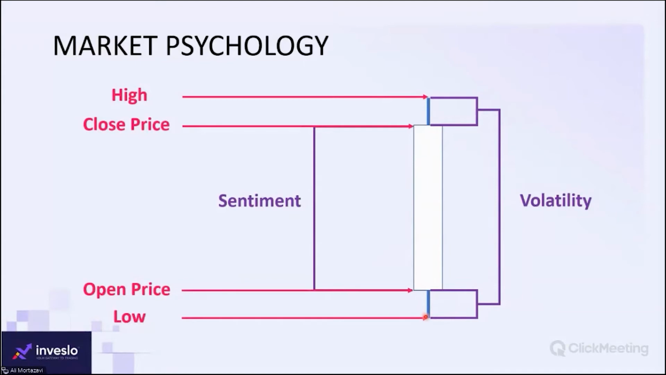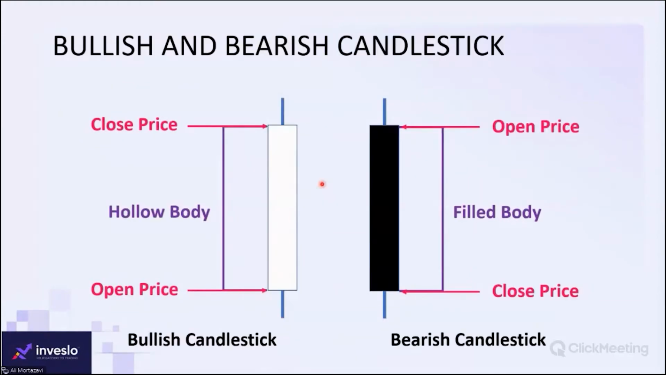Usually shadows mean the rejection of higher or lower prices, and the body shows which side of the market has the upper hand. In that regard, we have two types of candlesticks, bullish and bearish. When the close price is higher than the open price, we have a bullish candlestick, and vice versa. When the market has closed below the open price, it means we have a bearish session and we consider it a bearish candlestick.